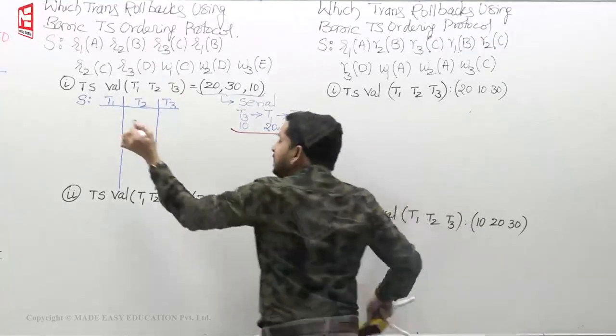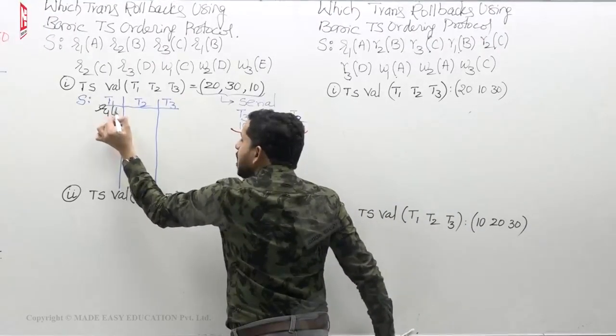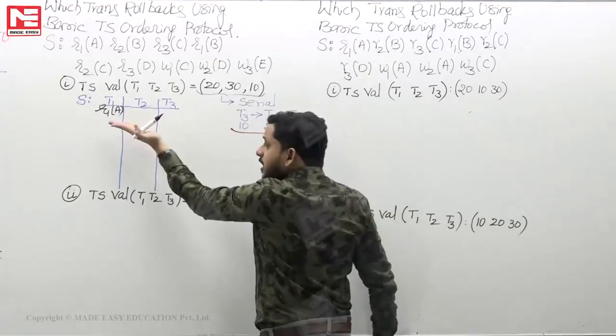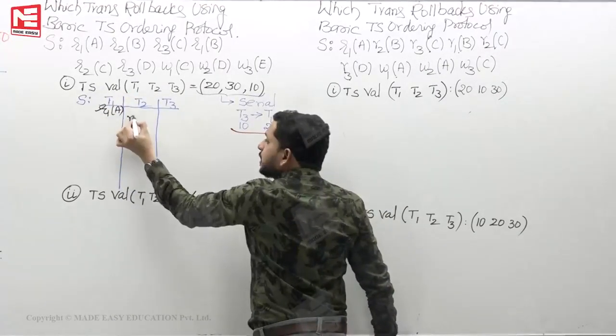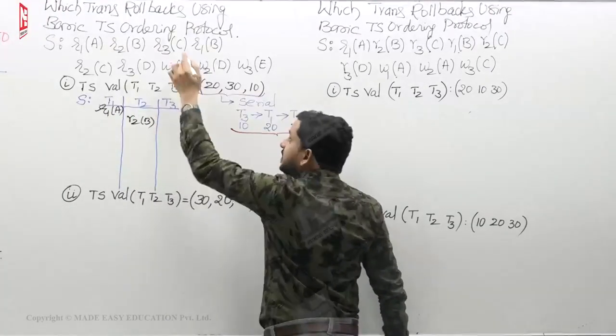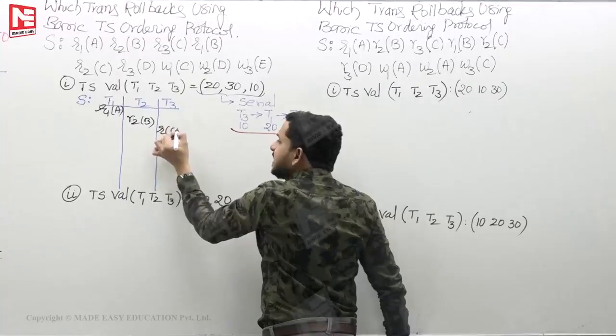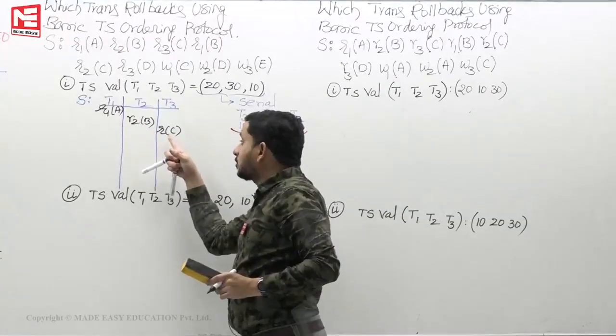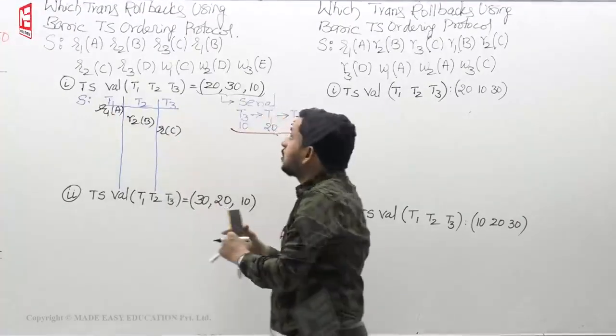Now, T1 requesting read of A is not an issue because it does not make any conflict so far. T2 requesting read B is also okay; these two do not conflict. T3 requesting read C is also okay. No conflict so far. Read C, read B not conflict. Read C, read A not conflict.